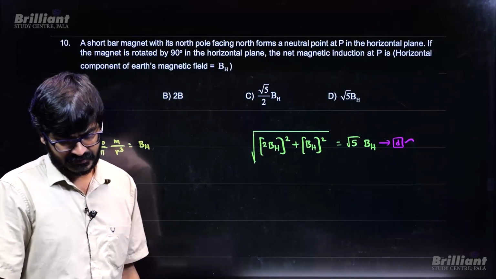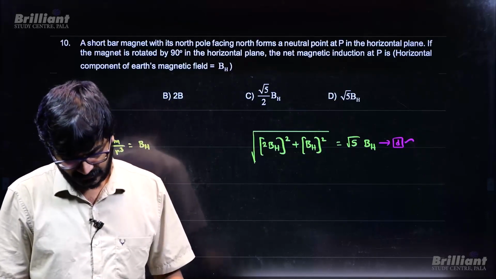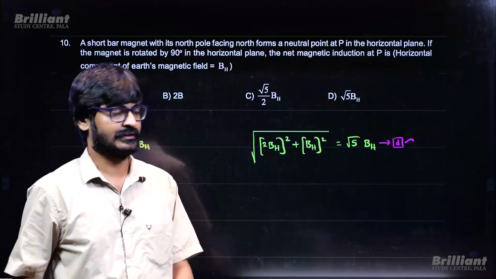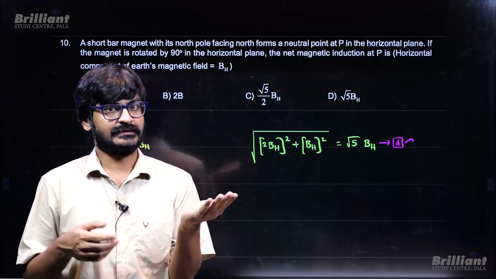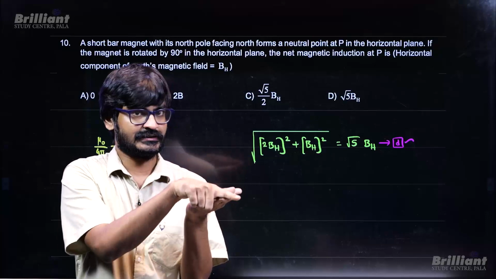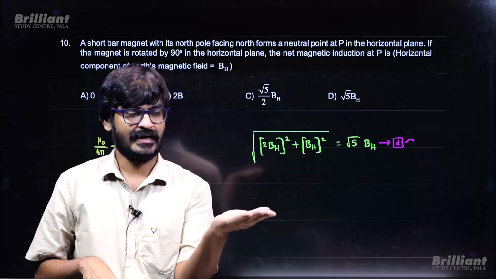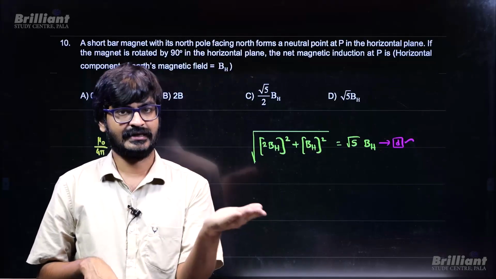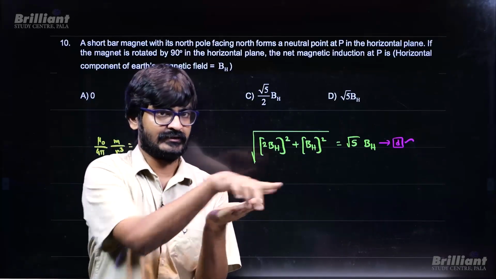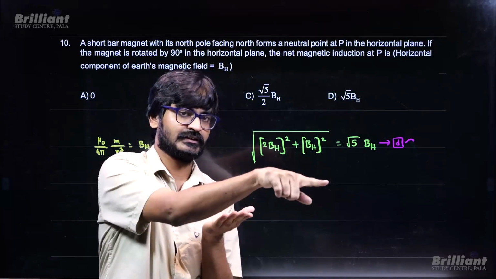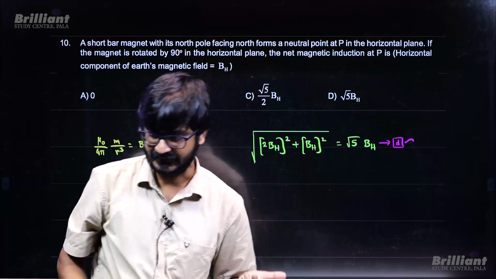Now in the next question, a short bar magnet with its north pole facing the north. See, now if I take a compass needle, it will be pointing along the north direction. What does that mean? Earth's magnetic field is in this direction. So if you are holding any magnet, let me say a magnet, then along this line earth's magnetic field is present. Apart from that, the magnetic field because of the bar magnet is also along that line.